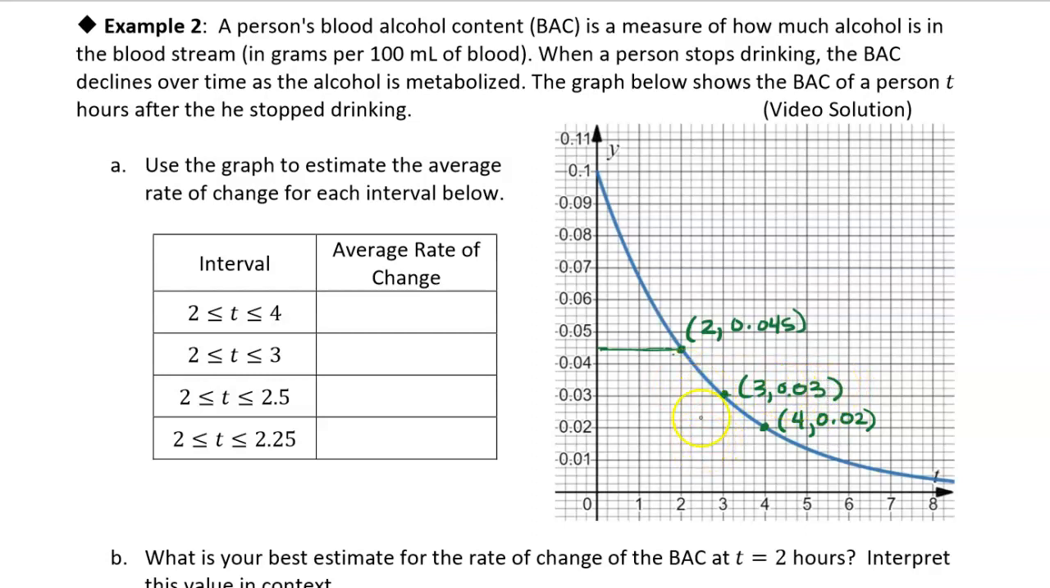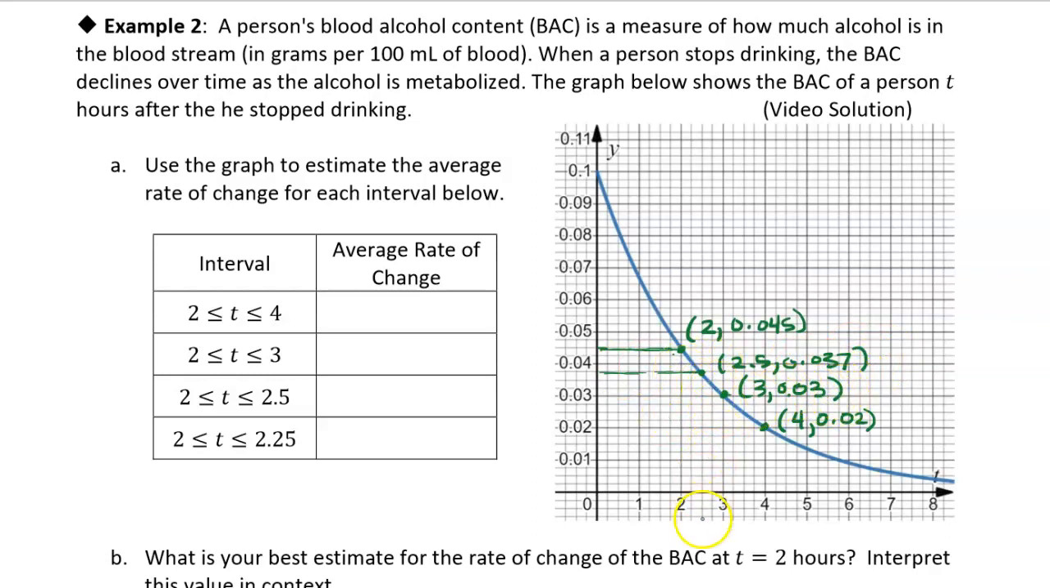And then we're going to look at 2.5. All right, so 2.5 looks like it's right here. And I'm going to estimate that to be, let's see, it's pretty close to 0.04, maybe 0.0375, something like that. So I'm just going to say 0.037. So I'm just getting as close as I can.